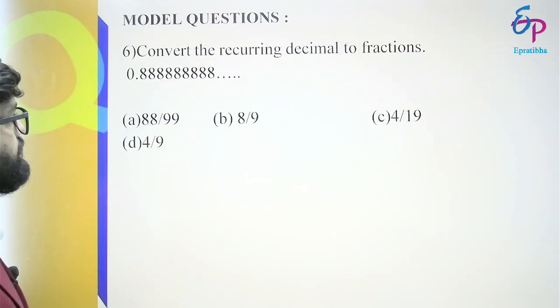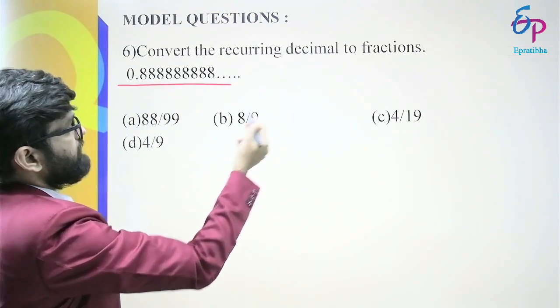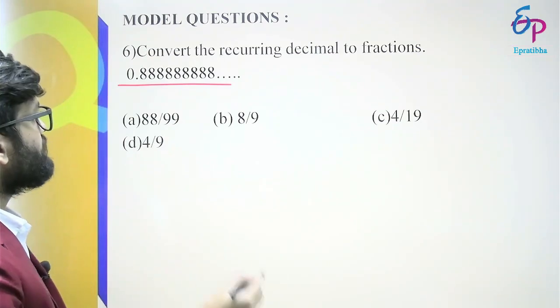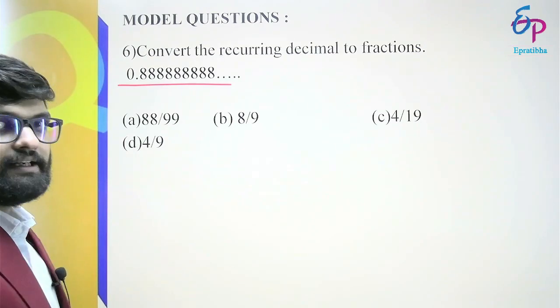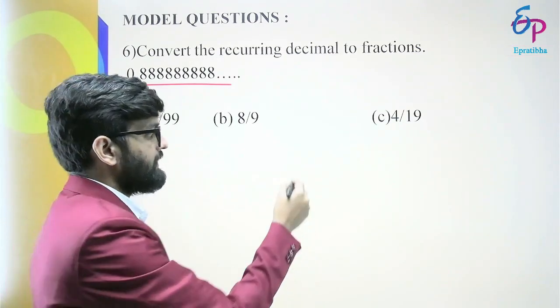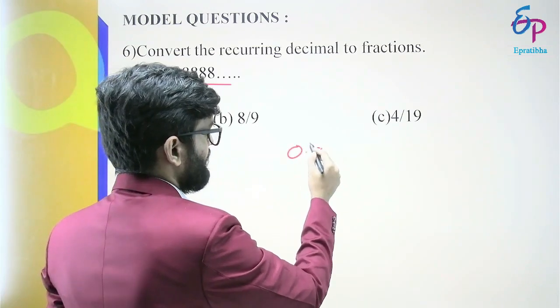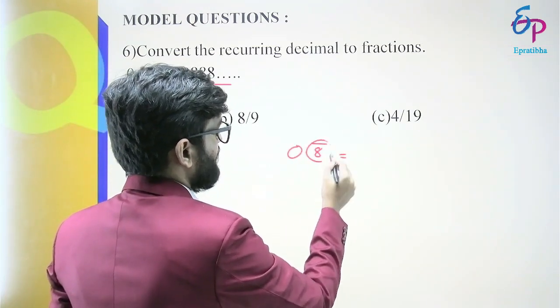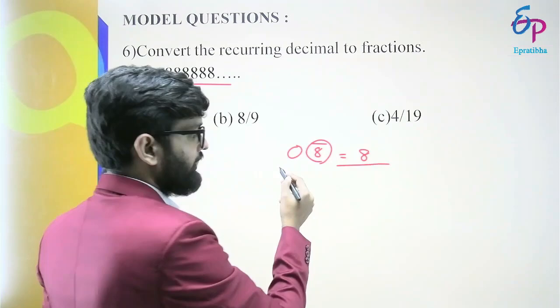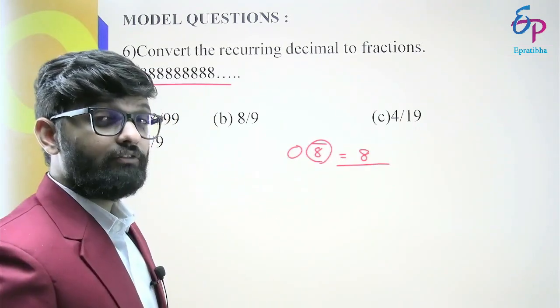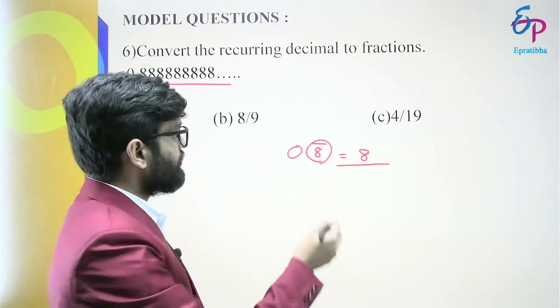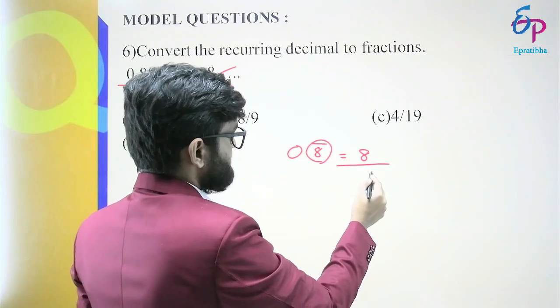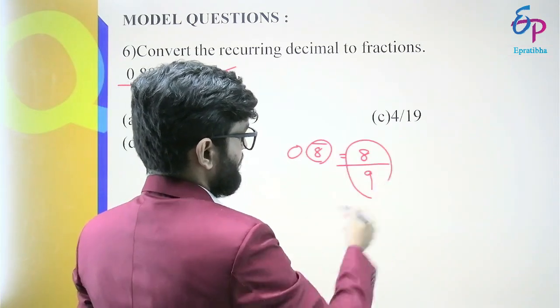Question number 6 says convert the recurring decimal to the fraction 0.888888. There is only one number which is being repeated here, so you can write it as 0.8 bar. So whatever value they have given in the question, just write it in the numerator. And how many 9s do you have to put? You have to just put one 9, because only 8 is repeating here. So 8 by 9 is the answer.